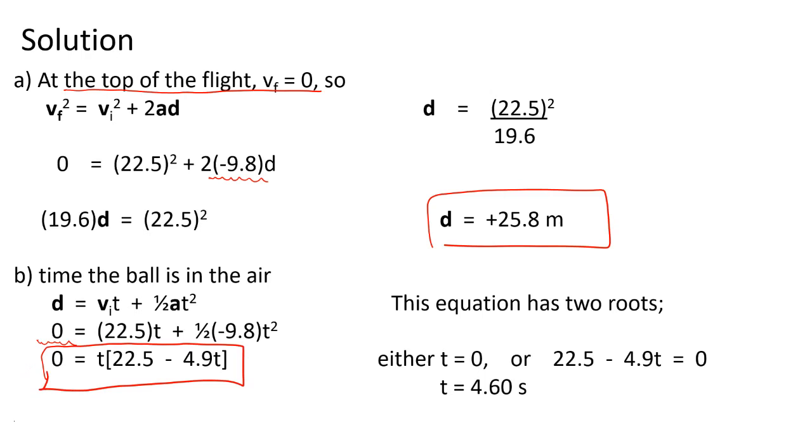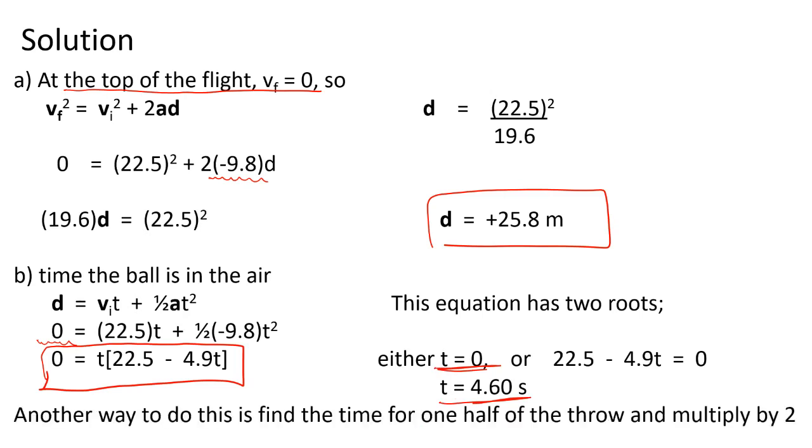The amount of time it will take for the ball to get to the height from which it is released, it will actually happen twice, right? Ball will go up and it will come back down, and those two times are either going to be at 0 seconds or at 4.6 seconds. Now, another way that we could solve this is to just find the time for 1/2 of the throw and multiply it by 2. So we could look for the time from the bottom to the top, find that time for half of the trajectory, and then multiply by 2.